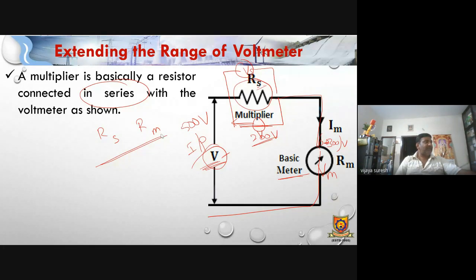Now tell me the answer in the chat box. RS or RM, which should be high? I am waiting for your answer. Just think and give the answer in the chat box. RS is the series resistor, RM is the meter resistor. So RM and RS, which should be high?